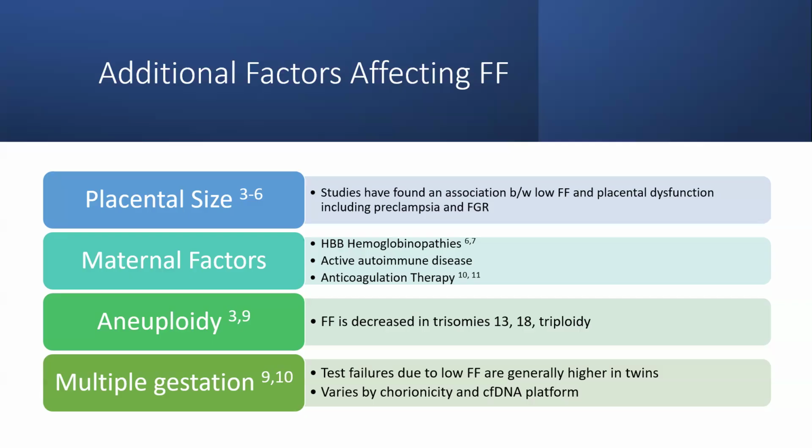Aneuploidy is another cause for low fetal fraction. We know that in babies affected with trisomies 13, 18, or triploidy, the size of those placentas tend to also be smaller, therefore a lower cell turnover from that placental trophoblast, therefore lower fetal fraction. And then lastly, multiple gestations. We know that the fetal fractions are generally higher in twins. That does vary by chorionicity, as well as the platform that's being used.